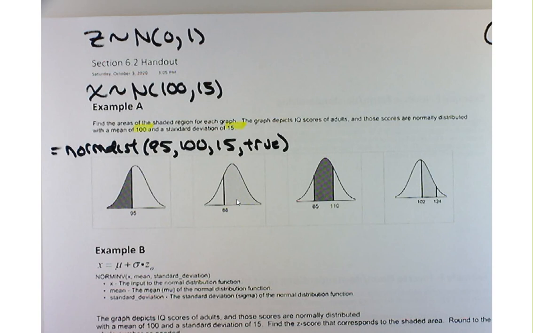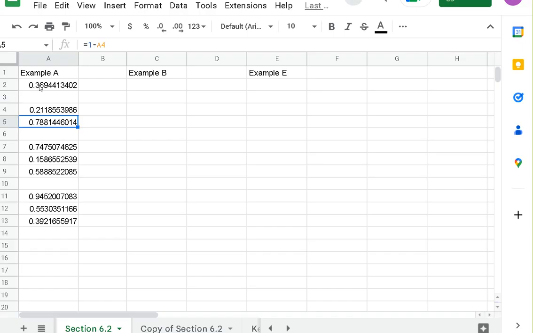So let's look that up. In fact, I think that one's done for us already. If you type that in, you should get about 0.3694 for that probability. So let's pop that in, 0.3694. Working good there. So far, so good with example A.